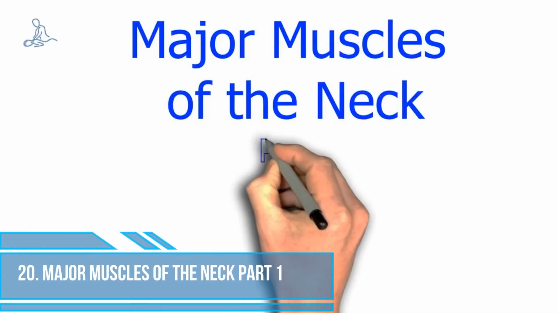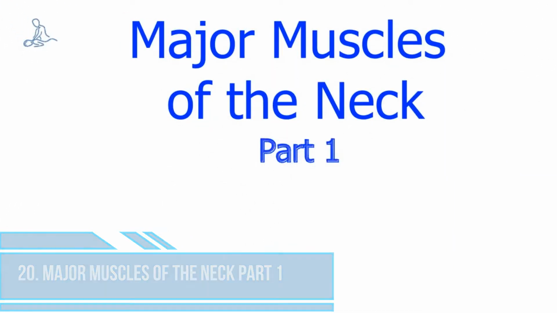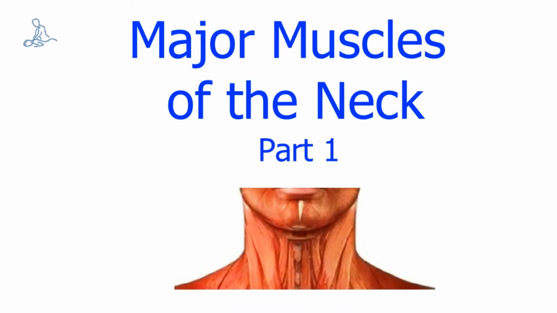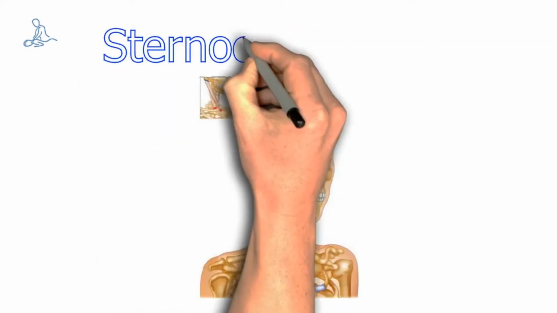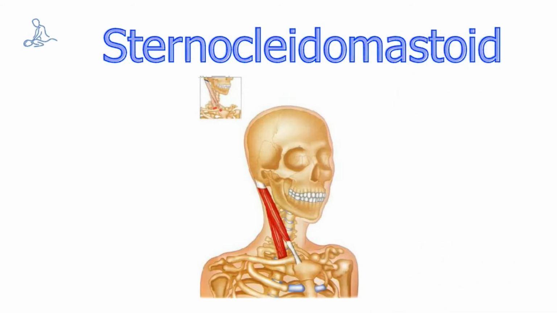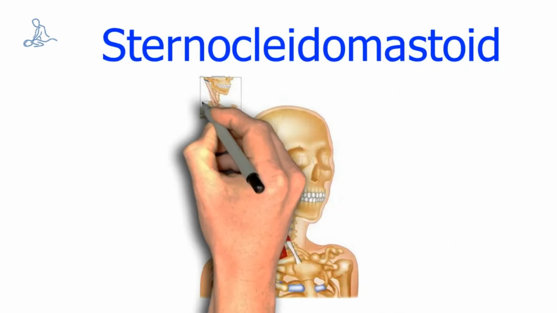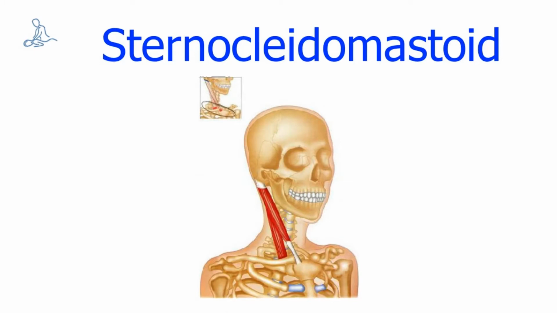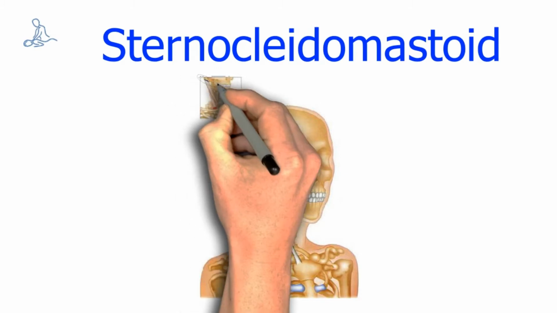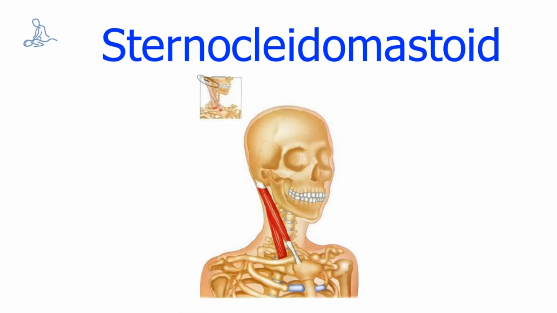Major muscles of the neck, Part 1. Sternocleidomastoid. The origin of the sternocleidomastoid is the manubrium of the sternum and the medial third of the clavicle. The insertion of the sternocleidomastoid is the mastoid process of the temporal bone.